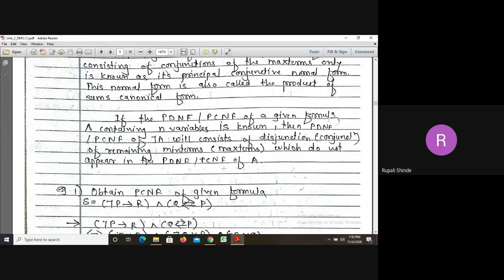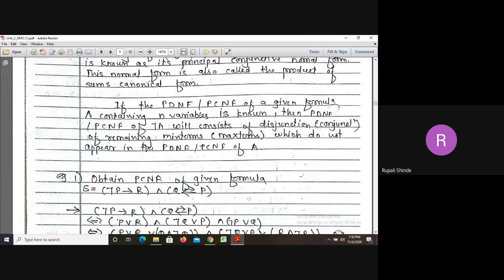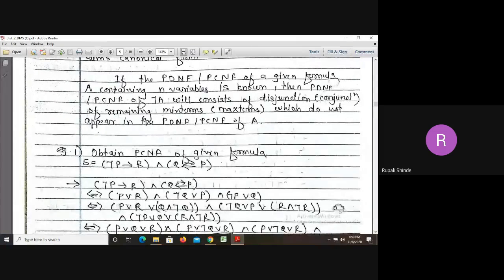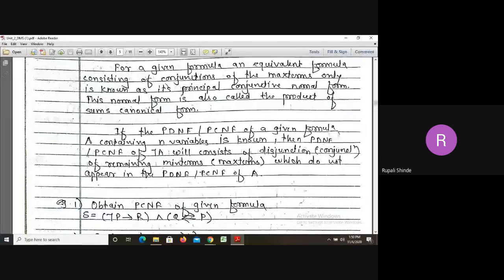So here question number 1 is given: obtain PCNF of the given formula, and that formula is S equals negation P conditional R and Q biconditional P. Can anybody tell me what will be the first step for this given formula?